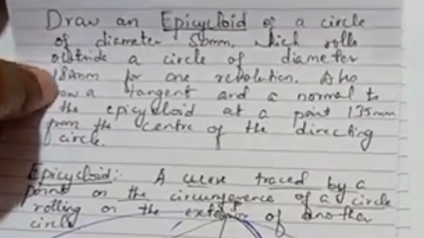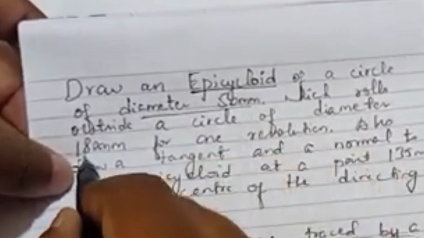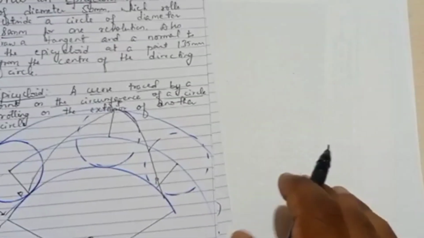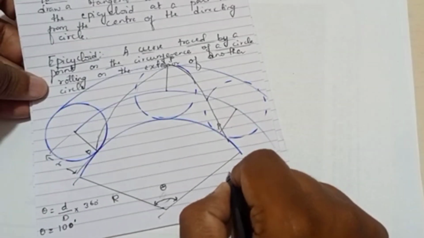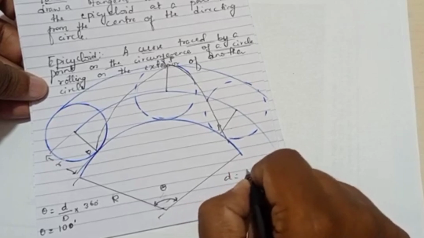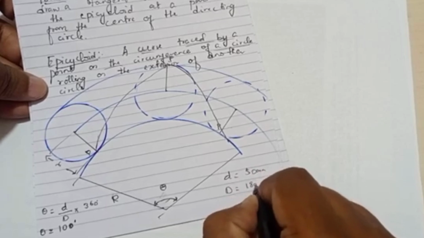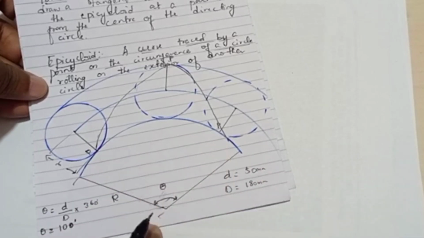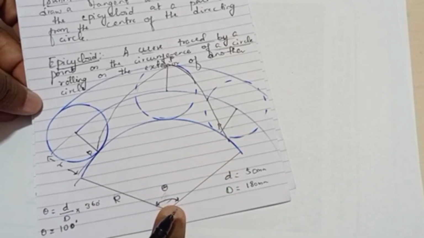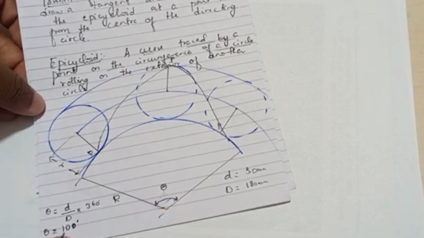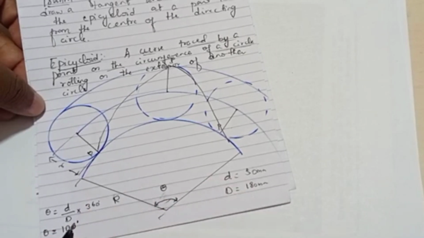As per this question, we have two circles. One is of diameter 50, another of diameter 180. So that means we have the two diameters. Small d is 50 mm, and capital D is 180 mm. If I am drawing the bigger circle, we have to find out how much angle I have to take. For that, we consider theta, which is equal to small d by capital D into 360 degrees. If we substitute the values, the angle that we get is 100 degrees.